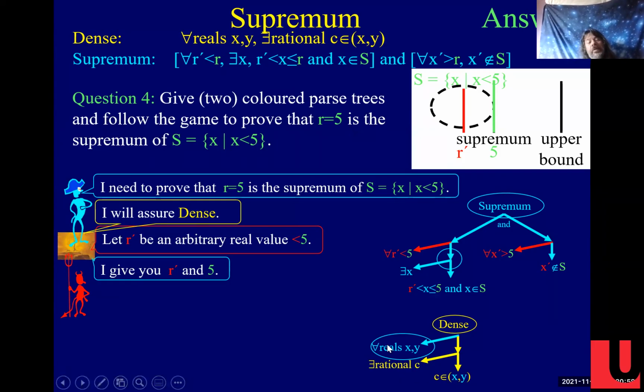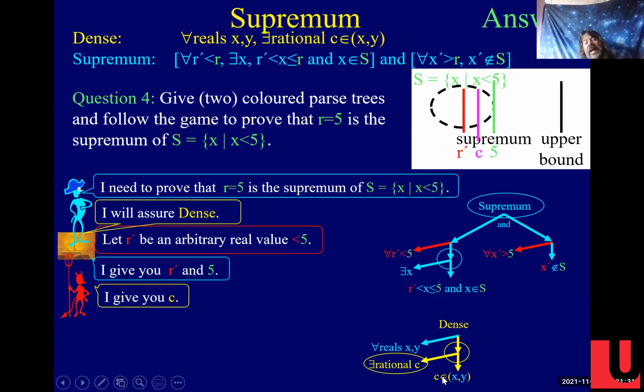Now, conveniently, I have an oracle that will do just that for me. I give her 2 real numbers. Who do I give her? I give her r prime and 5. And what does she do? She gives me a rational number, because we're doing, well, we're not doing rationals anymore. It could be a real number. It doesn't matter anymore. We're doing reals, but she gives us some value, and here she happens to give us a rational. It doesn't matter. She gives us a value in between.